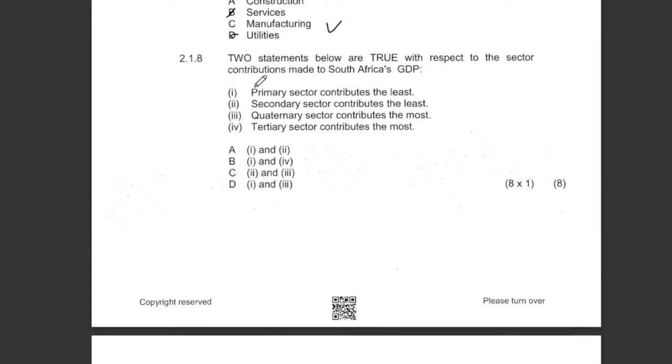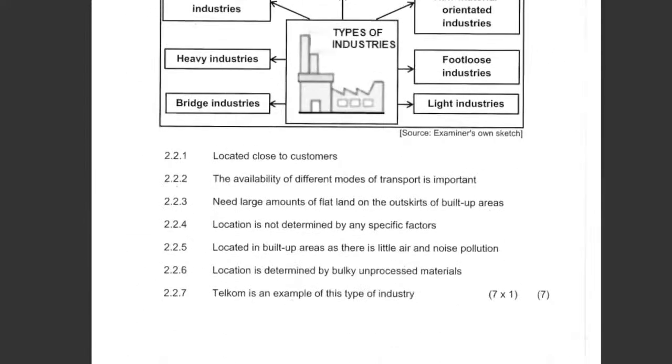Which statements below are true with respect to the sector contribution to South Africa's economy? Primary sector contributes least. Secondary sector contributes least. This is wrong, obviously. Primary sector contributes most. This is wrong. So the options, primary sector contributes most, obviously this is true and this is true. So 1 and 4. So the answer is B. So B becomes the best option. Let's go to the next one.